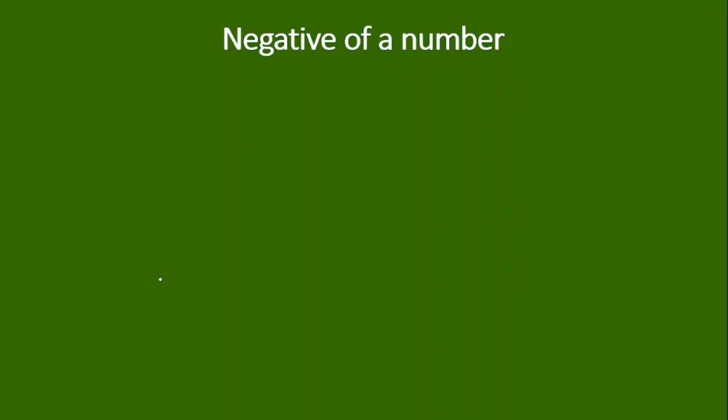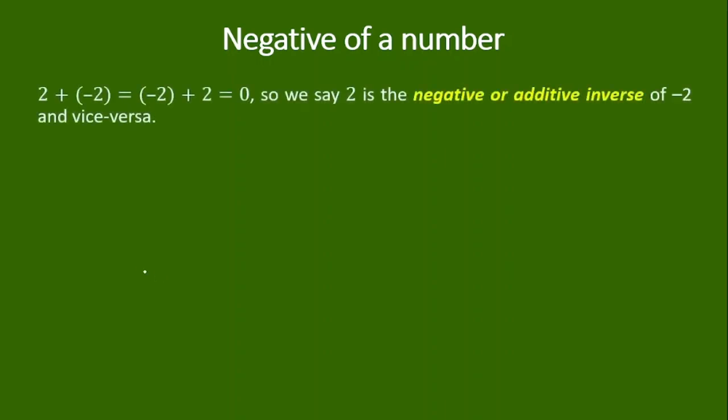So what is the negative of a number? Here I am considering one number, suppose 2. So 2 plus minus 2, what will it be? It will be 2 minus 2, that is equal to 0. Similarly, minus 2 plus 2 will also be equal to 0. So what we can say is 2 is the negative or additive inverse of minus 2.